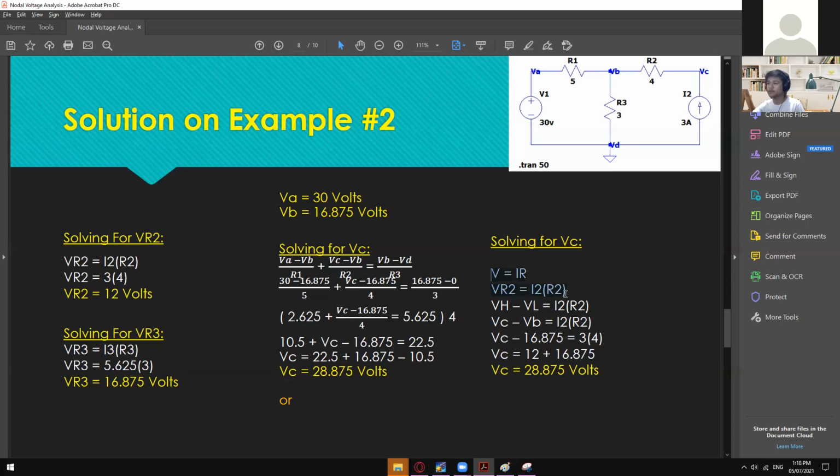VR2 is equal to I2 times R2. So this one is a lot easier than having this entire equation. So in here, VR2 is equal to VB minus VC is equal to I2 times R2. And then after that, you can now put the given values for the VB, I2, and then R2, and then you can now find the VC. So VC is equal to 12 plus 16.875. Just add that one, and then it will give you the same result.